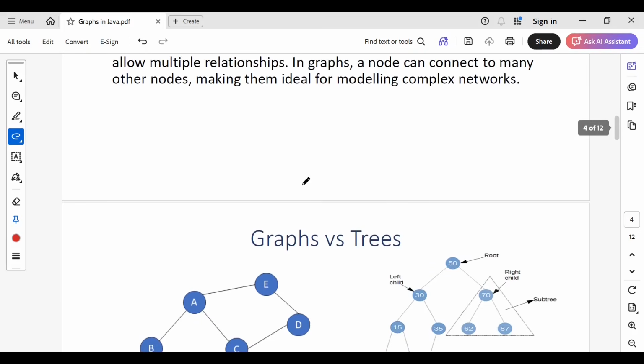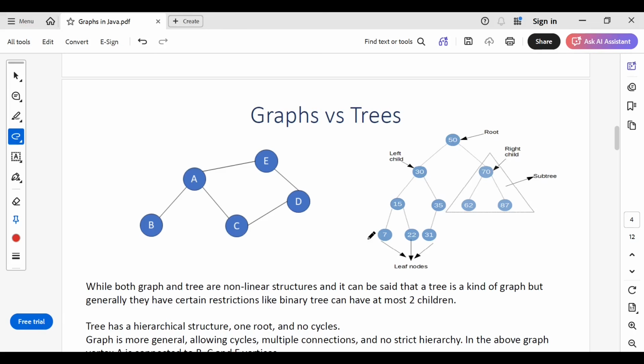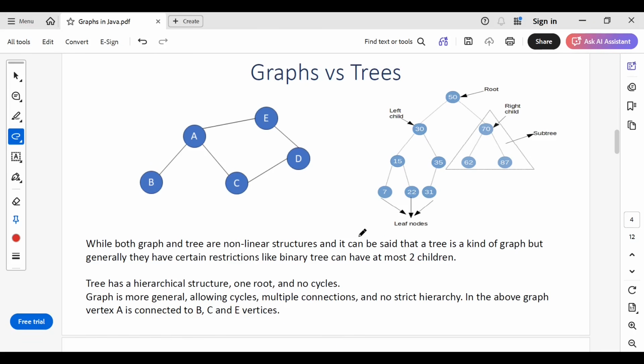That is the other distinction between graphs and trees. Graph and tree both are non-linear data structures, right? And a tree is also kind of a graph, but they generally have some restrictions. Like a binary tree can have only two children, and they have a hierarchical structure. You'll have one root in the beginning, then you have children, and you won't have cycles because there is no connection between siblings like this. So there is no chance of having a cycle in a tree.